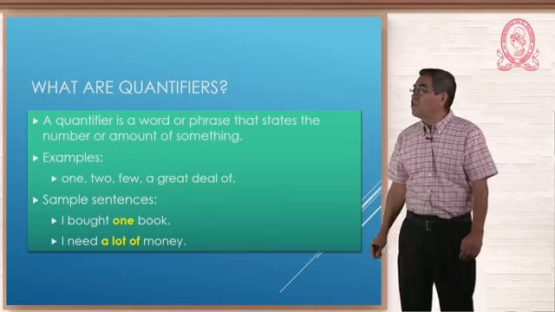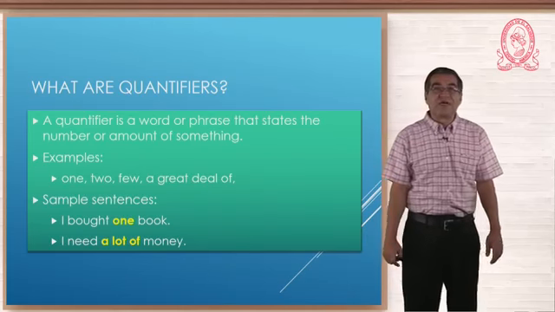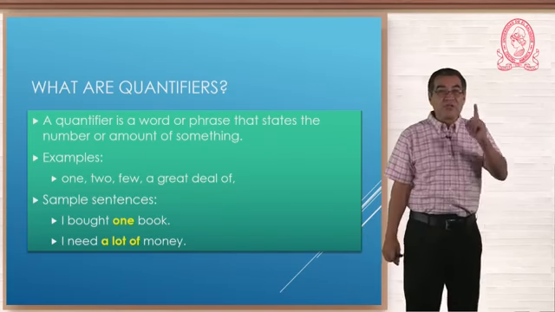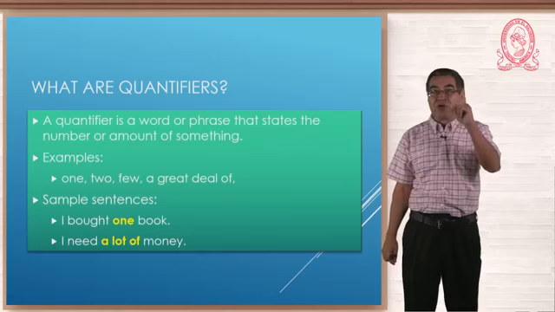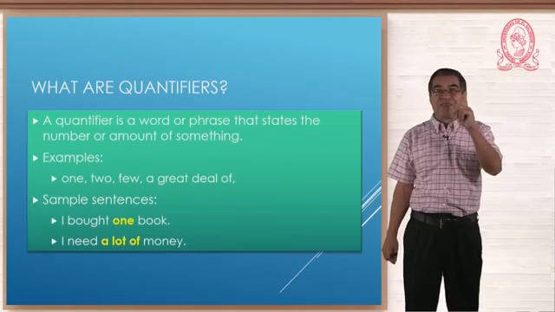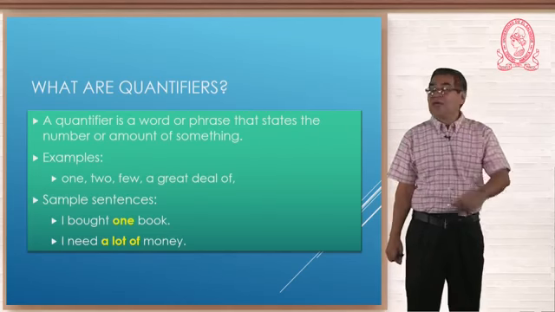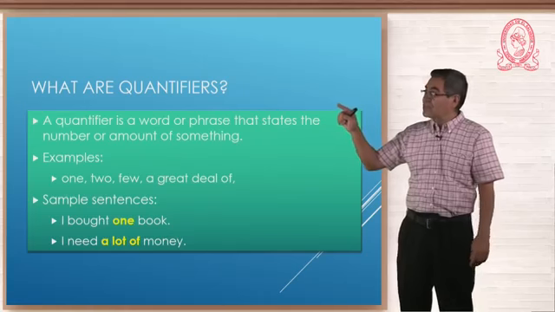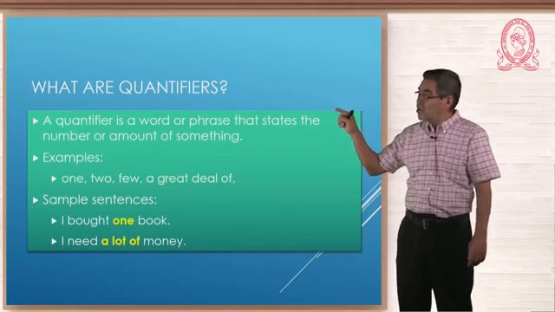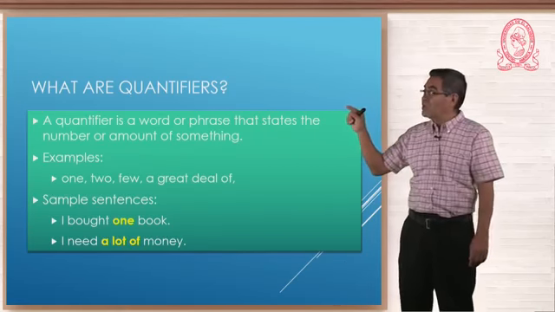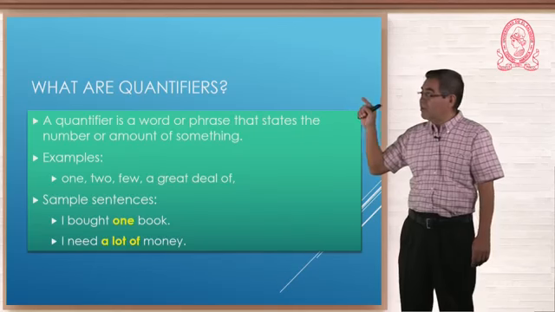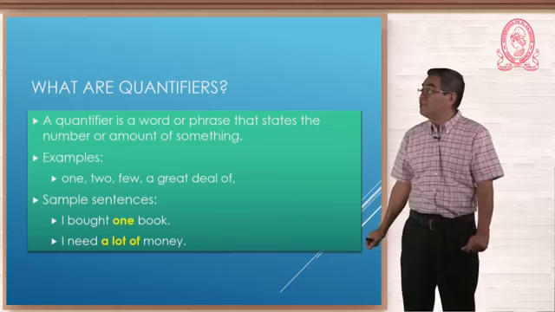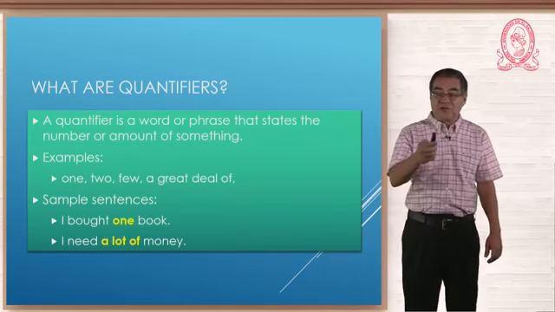Here you have also some sample sentences. I bought one book. Here you have a word, and it is stating a number. Now you have the other sentence. I need a lot of money. A lot of is the quantifier. This is a phrase, and it is not giving you a number. It is giving you an amount.